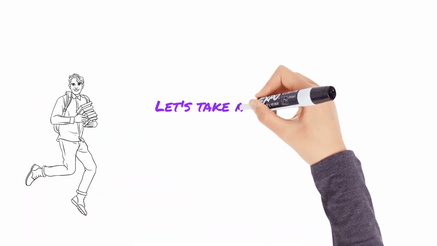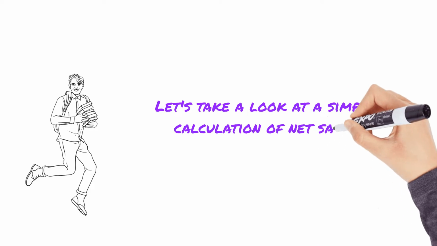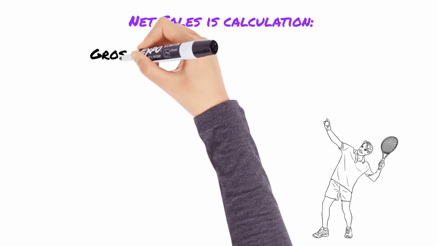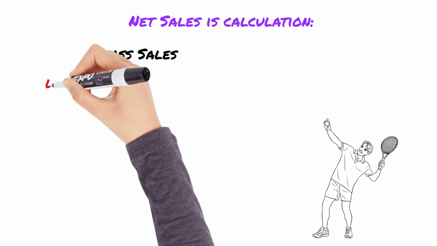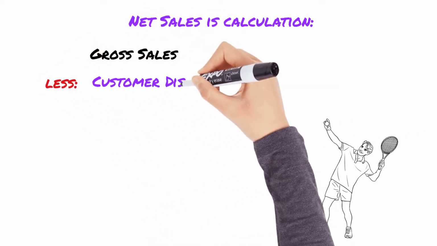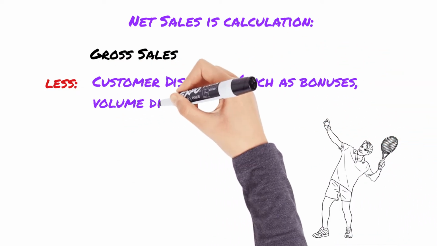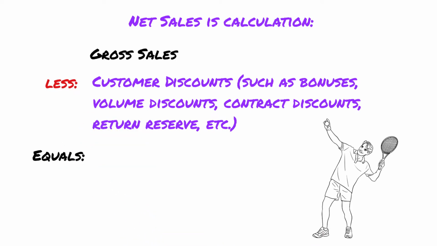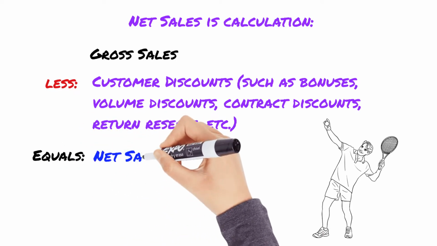Let's start by taking a look at a common calculation of net sales. Net sales can be calculated as follows. We simply take gross sales less customer discounts such as bonus contracts, volume discounts, and other contractual discounts, return reserve, etc., and this equals your net sales.